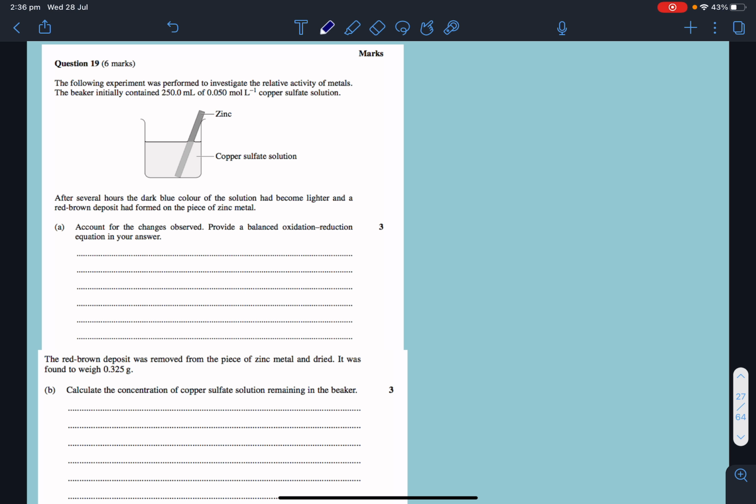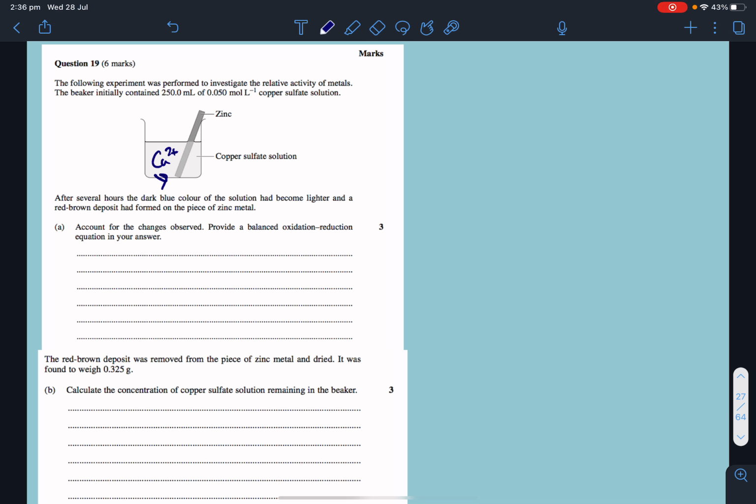A beaker contains some volume and some concentration of copper sulfate. So we've got copper 2 plus, and we've dunked a whole chunk of zinc in there. After several hours, the dark blue colour of the solution had become lighter, and a red-brown deposit had formed on the zinc metal. Account for the changes.